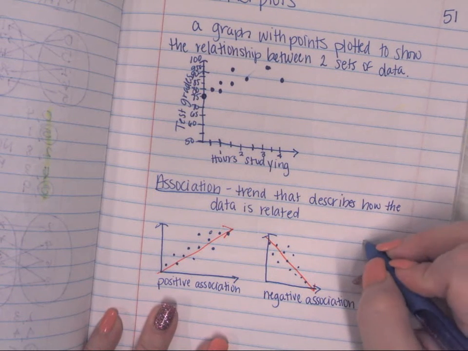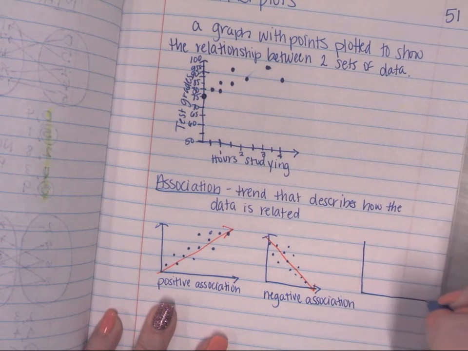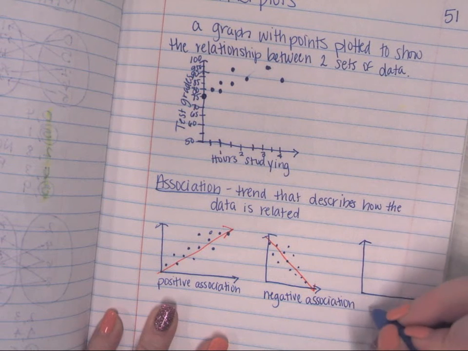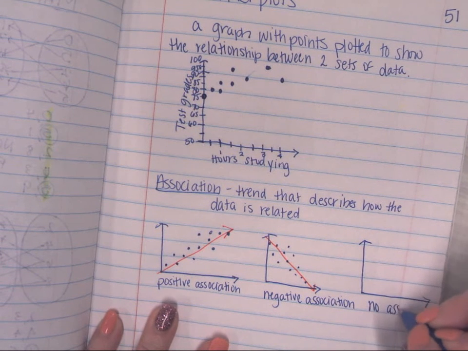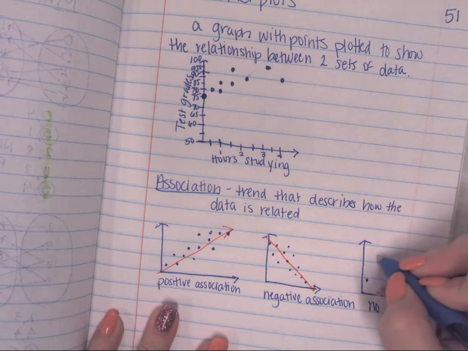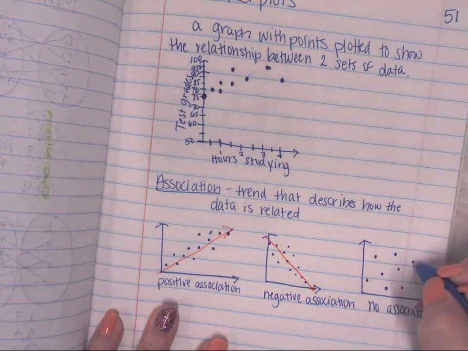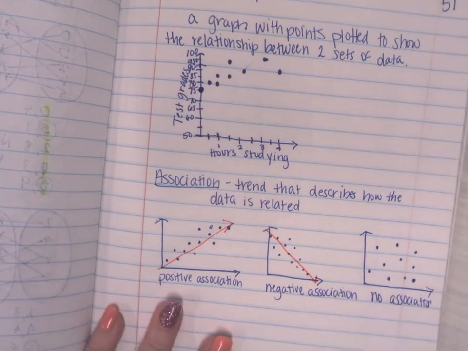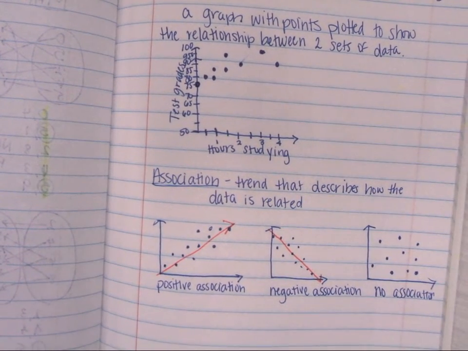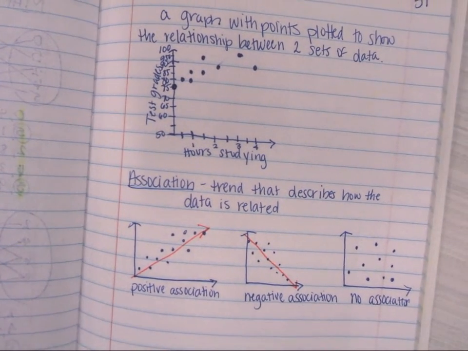And then we have no association. That means that your data is kind of all over the place, like you can't really tell if it has a positive or negative trend.